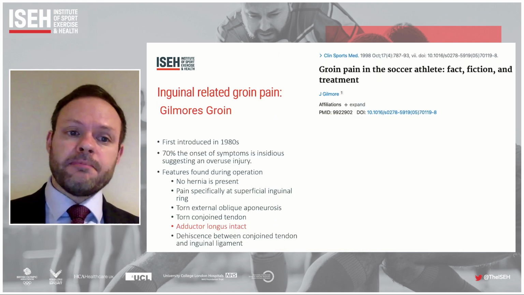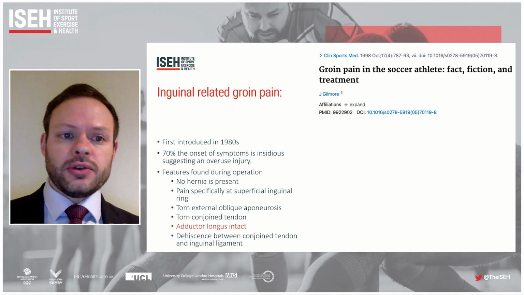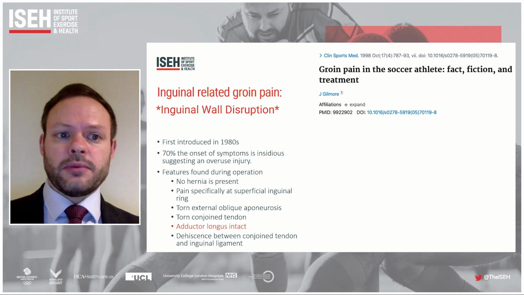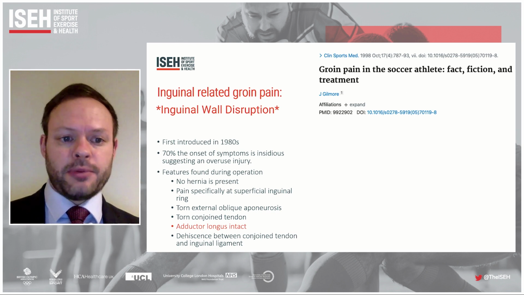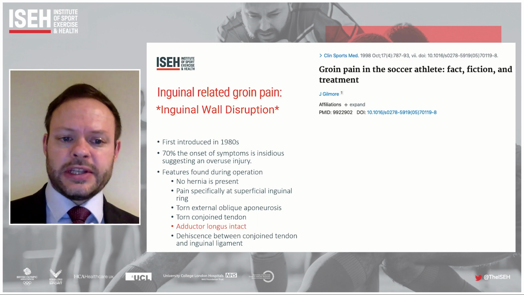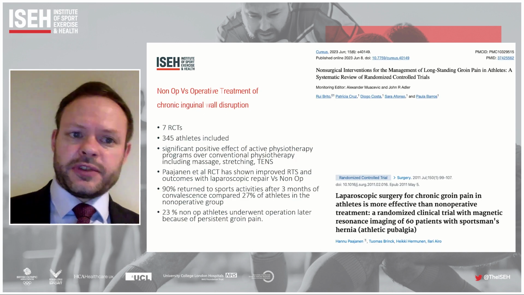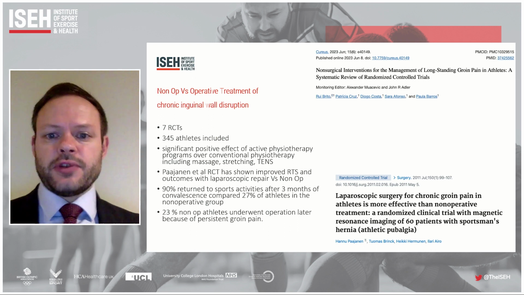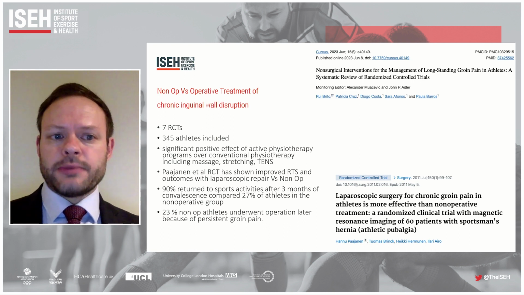And then also going back to Gilmore's groin, which we no longer call this, and we actually call inguinal wall disruption. It was first introduced in the 1980s, and the adductor longus is actually intact in this type of problem. And it seems to be a weakness in the anterior wall of the inguinal canal, which needs surgical repair usually. So non-operative treatment versus operative treatment for this chronic inguinal wall disruption.